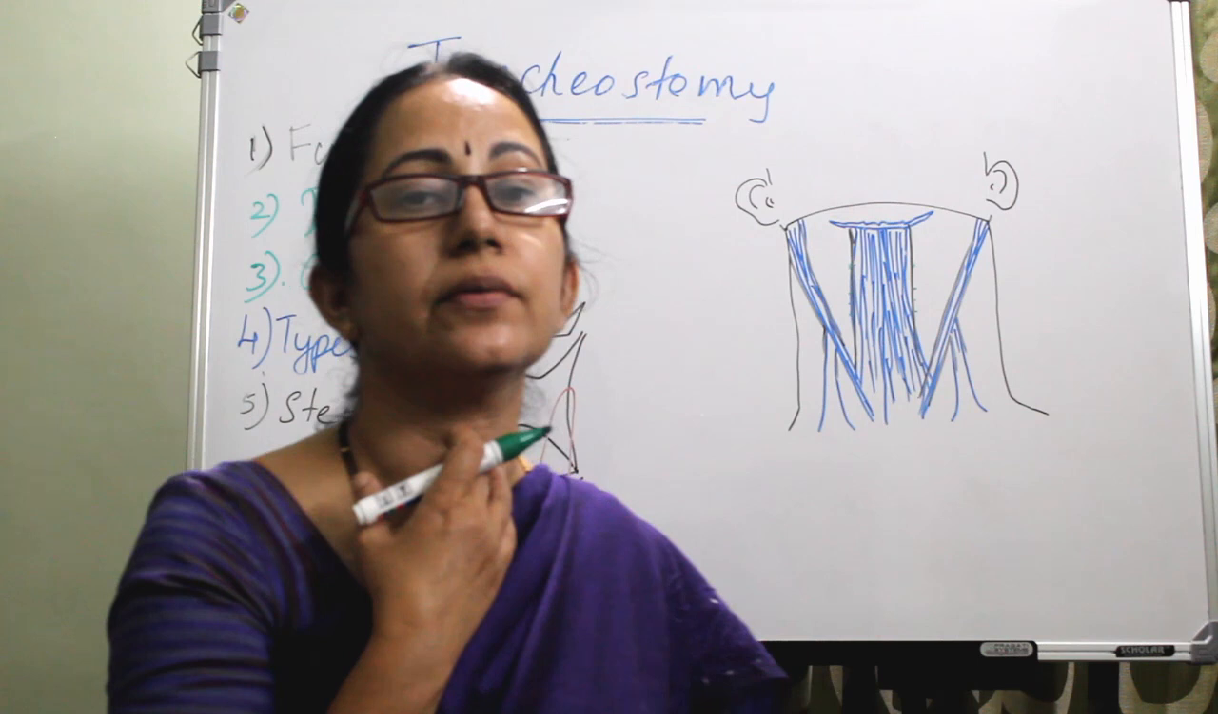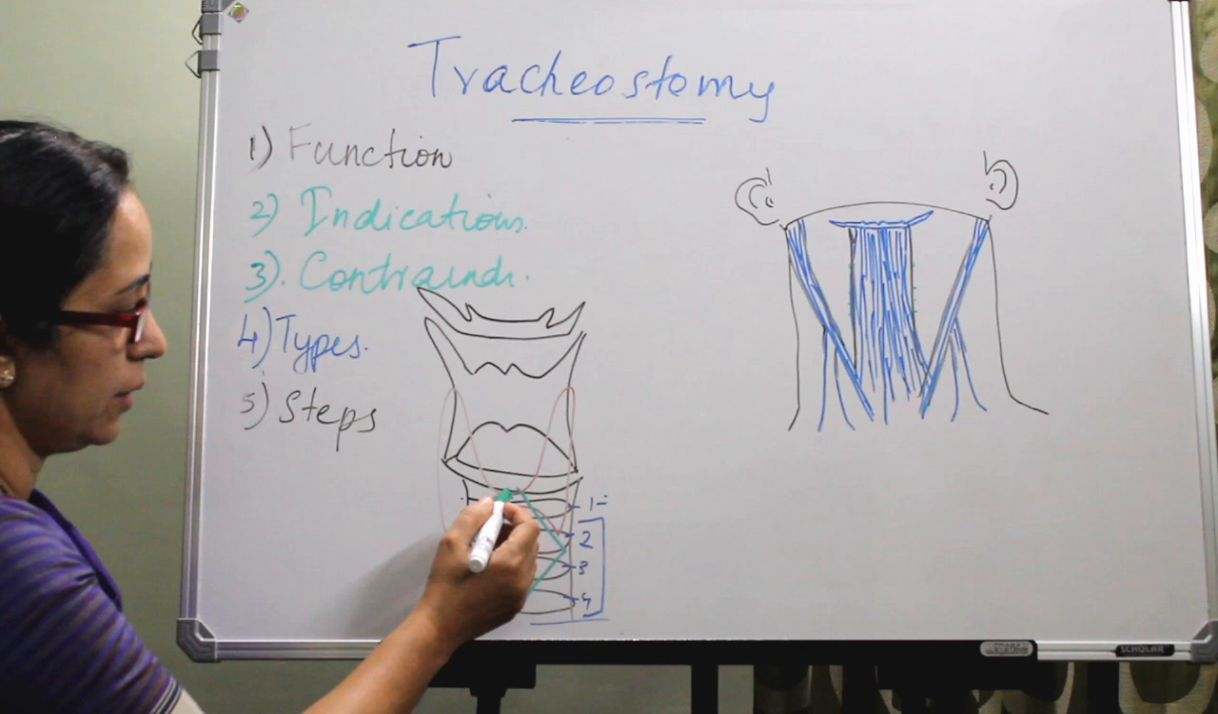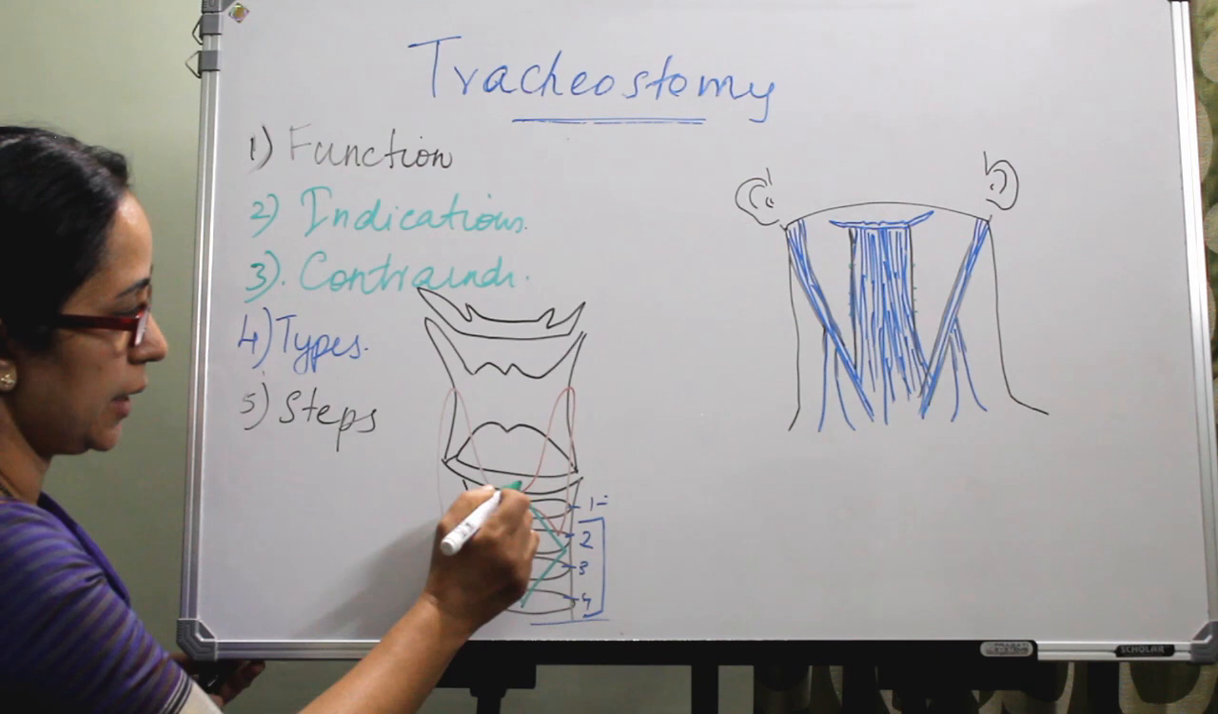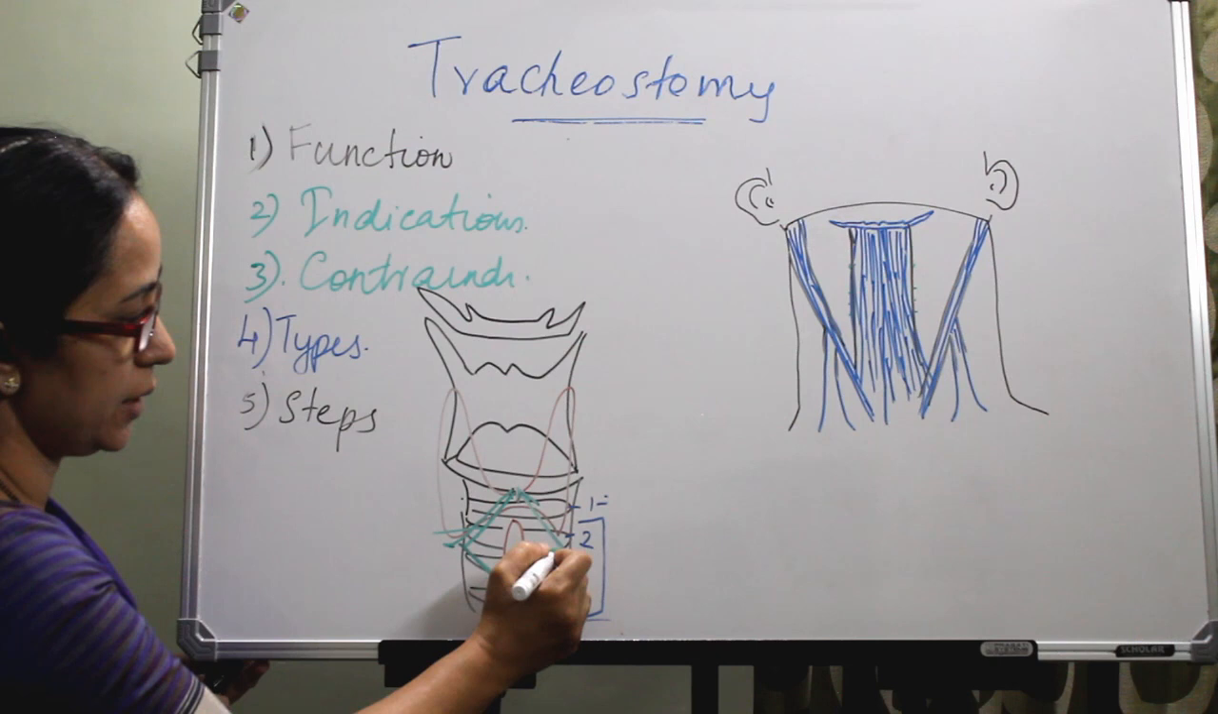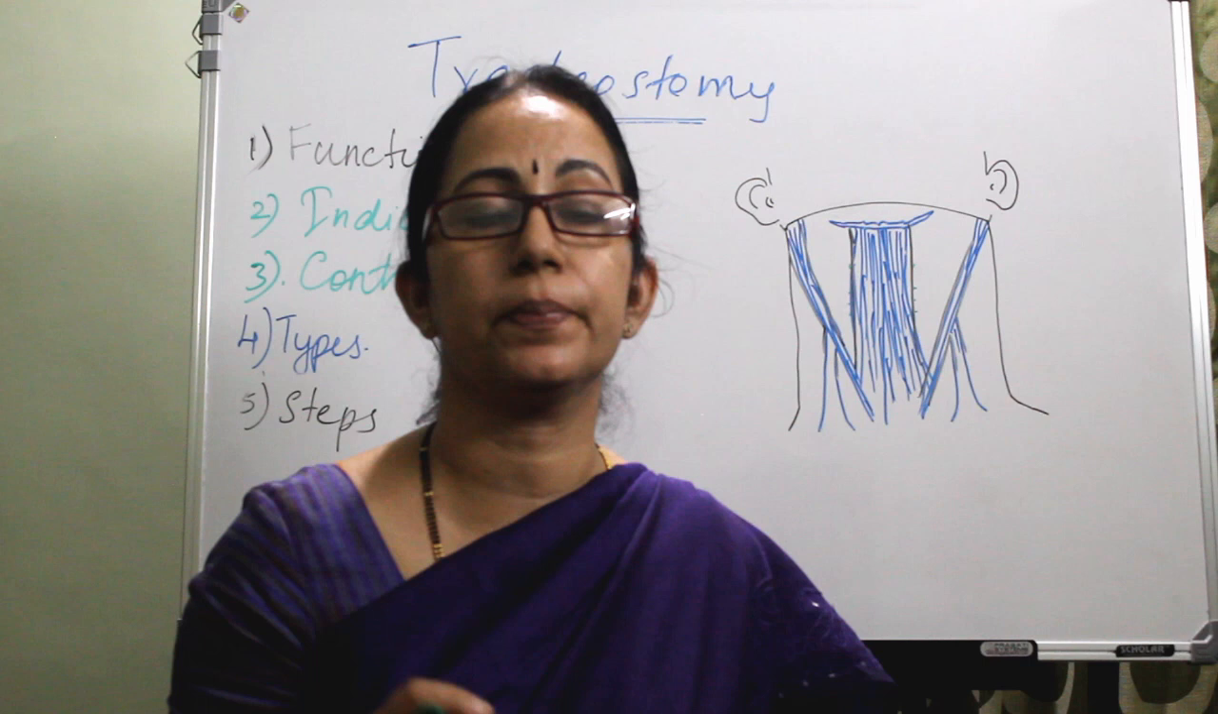It is starting from the lower end of the cricoid cartilage up to the suprasternal notch. It is given in this pattern. So the needle is inserted from here and given in this line, and after that go like this, and from here it is to this area and then to this area. So in a diamond pattern, the local anesthesia, that is 1% lidocaine with 1 in 1 lakh epinephrine, is given.